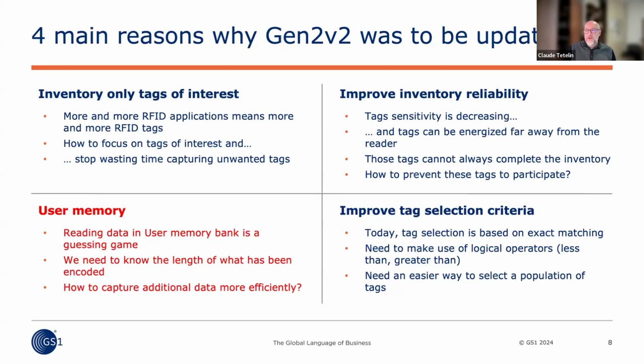But this can also be achieved by using the dedicated user memory bank of a tag. But unfortunately, when you look at the way it works, reading such a memory bank is a kind of guessing game if you don't know exactly what has been encoded. So we need a new command with Gen2v3 to instruct the tag to backscatter what has been encoded. Nothing more, but of course, nothing less.